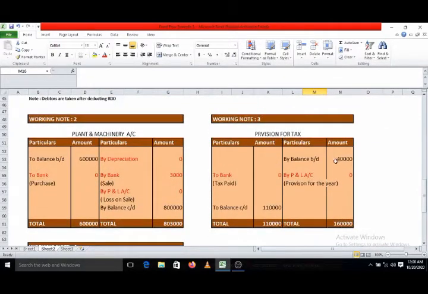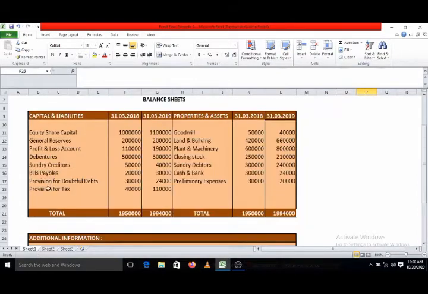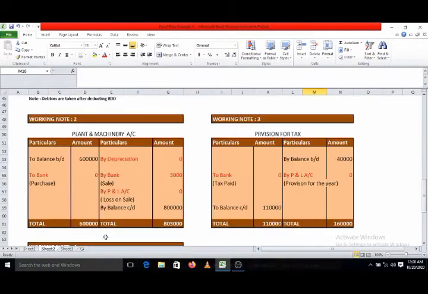Already I have recorded the opening balance and closing balance. You can check out. Provision for tax, first year 40,000, second year 1,10,000. It means opening balance 40,000, closing balance 1,10,000. You can check out here. Opening balance 40,000, closing balance 1,10,000.